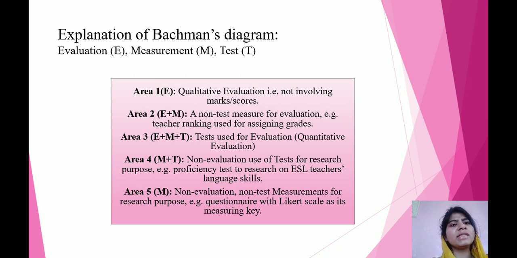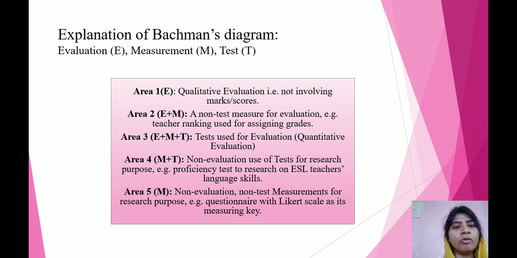Area 3 is very simple, where I'm making you appear for a test. Based on that, I'm getting your scores, and based on the scores, when I'm evaluating something, that's area 3. Now area 4 and 5 do not involve the learning process. They have got nothing to do with the teaching learning process. They have got everything to do with the research area, because in area 4 and 5, if you notice, there is no evaluation. And if there is no evaluation, then it cannot be a part of the teaching learning process, because the teaching learning process is incomplete without evaluation.